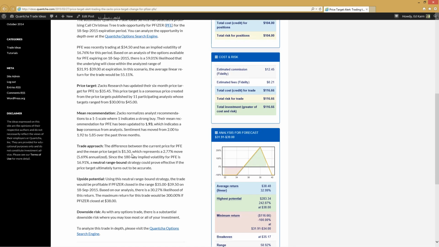Then the approach we have here is, based on how close we are to this price target being where the stock is trading right now, we look at the implied volatility. When you're looking at an implied volatility of almost 17% and the annualized move that they're looking at is under 6%, then we recommended a neutral range bound strategy to express this view. You can come over here and customize the idea if you want, but it's just a real easy way to get some cool ideas for trading stock.